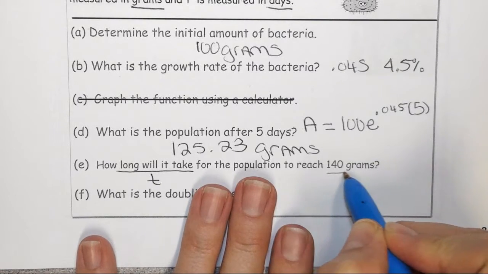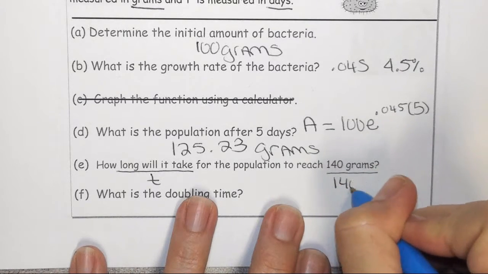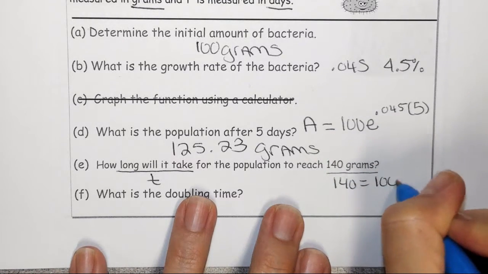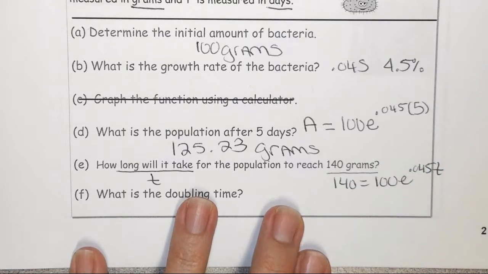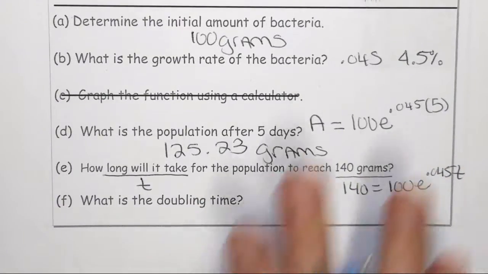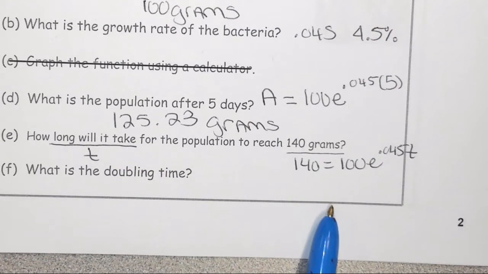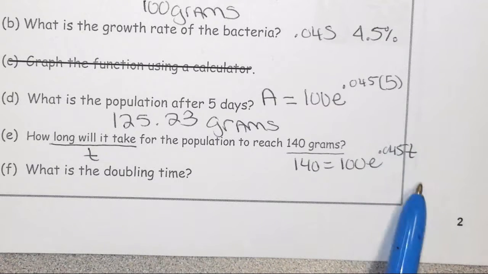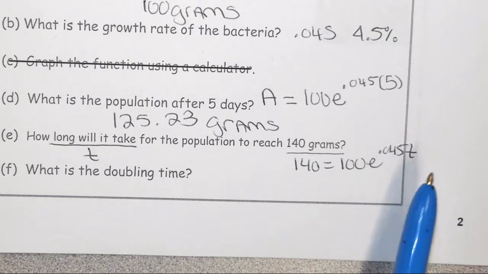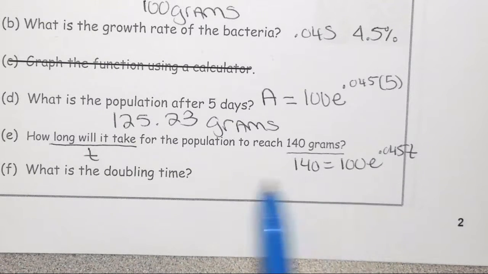So where do you think this 140 goes? Yeah, it goes near A is. So we have 140 equals 100 e to the 0.045, and I'm solving for T. Now we did this last week, but you might have forgotten. I'm trying to get this T up here. That means it's an exponential equation. When you have exponentials, I want to get like bases. Can I get a like base here? No. So we're going to have to use another approach.